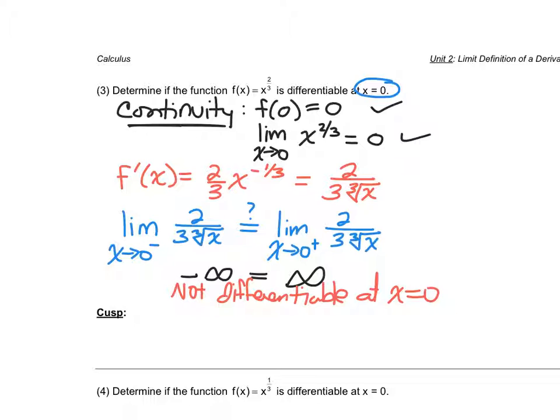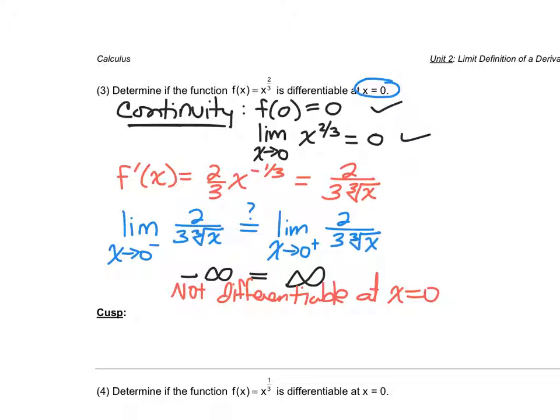Not differentiable at x equals 0. We need these two limits to be exactly the same. Bless you. Well done in one go. I like that. So the limits are not equal to one another, so it could not be differentiable. It's just a question of what kind.